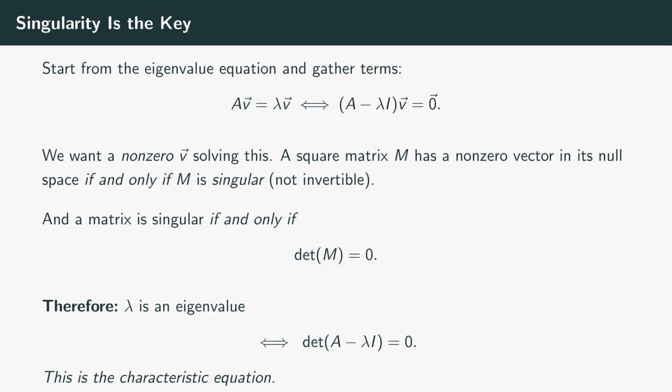Put the links together and you get the headline. Lambda is an eigenvalue of A if and only if the determinant of A minus lambda I equals 0. That single equation is called the characteristic equation, and it is the machine that manufactures eigenvalues.